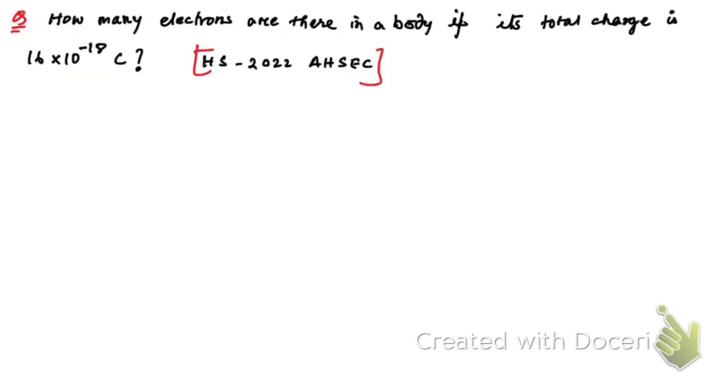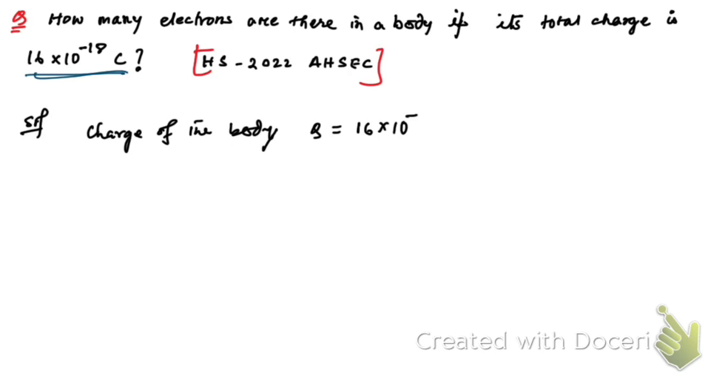How many electrons are there in a body if its total charge is this? So let's calculate this. So here you see, in this case, what is the charge of the body? Charge of the body is Q is equal to 16 into 10 to the power minus 18 coulomb. This was the charge we have, and we know the charge of an electron. Charge of an electron is given by 1.6 into 10 to the power minus 19 coulomb, right? So number of electrons.